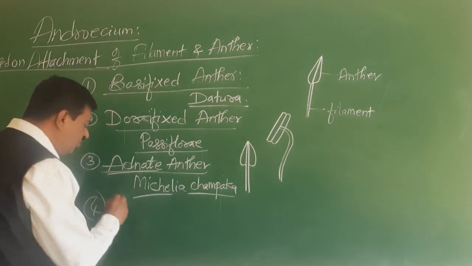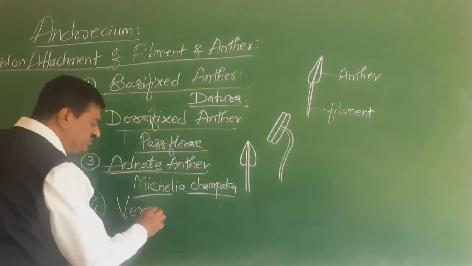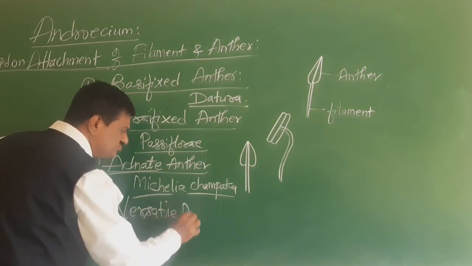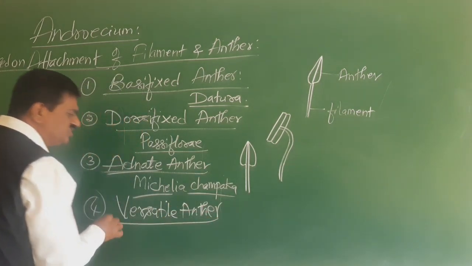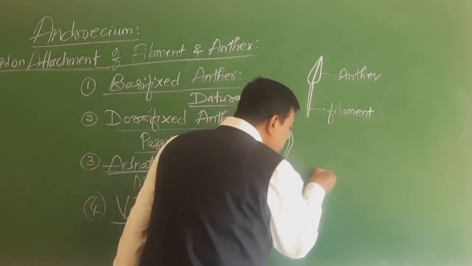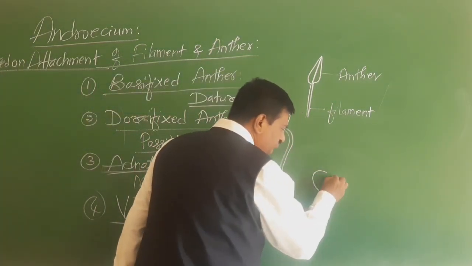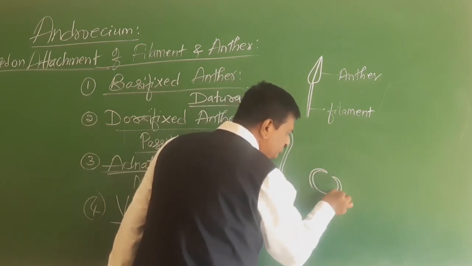So we go for the fourth one, called versatile. In versatile anthers, the anthers are diverted. So you can see this is the anther.